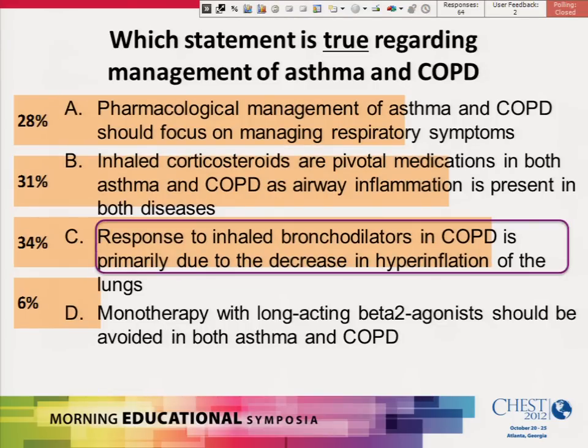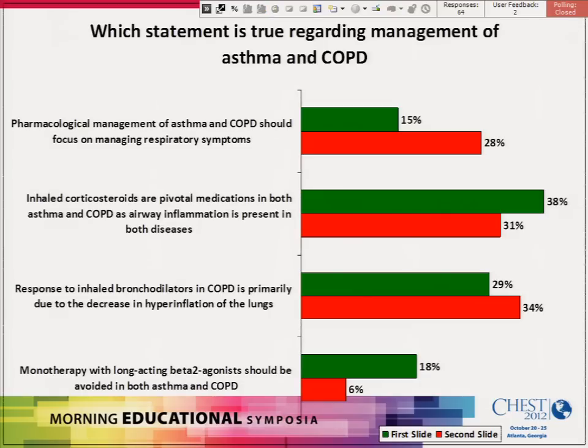All right. Well, only 34% got this right. It is the way bronchodilators work, by decreasing hyperinflation. And certainly chest X-ray hyperinflation does not only reflect emphysema, but also the airway obstruction. All right, so we'll move on.